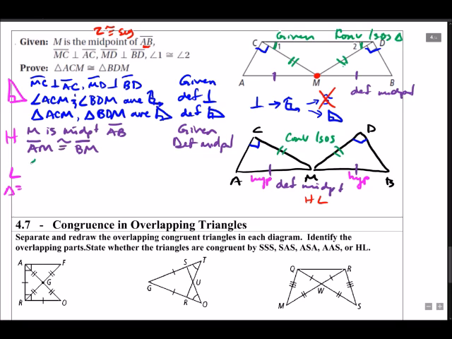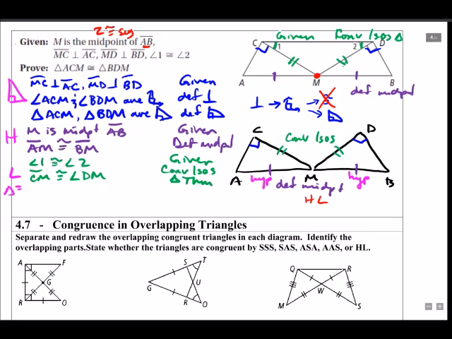We were told that angle 1 is congruent to angle 2. That was given to us. So we can say that segment CM is congruent to segment DM by the converse of the isosceles triangle theorem. All right, and that gives me everything I need.